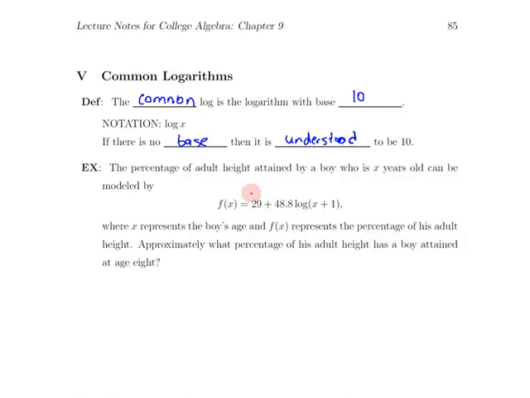The percentage of adult height attained by a boy who is x years old can be modeled by the following formula. F of x is equal to 29 plus 48.8 log of x plus 1, where x represents the boy's age, and f of x represents the percentage of his adult height. So, approximately, what percentage of adult height has a boy reached whenever he's 8 years old?